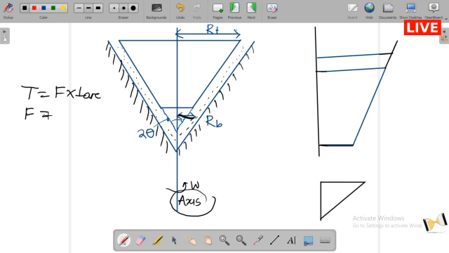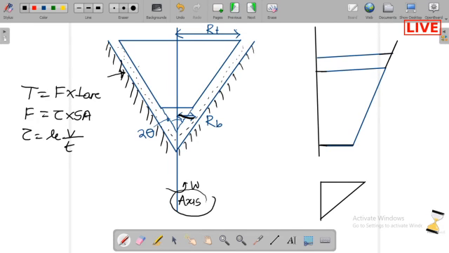This viscous force will be equal to shear stress into the area on which this force is acting. The area on which the force is acting is nothing but the surface area. What is the shear stress? Shear stress will be equal to mu, according to Newton's law of viscosity, mu into V divided by the thickness. This is thickness t.